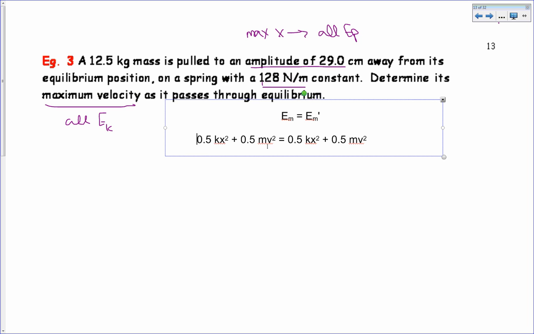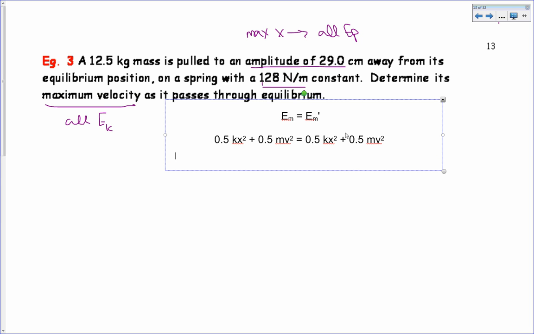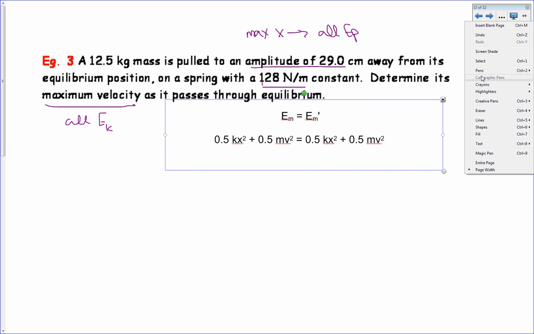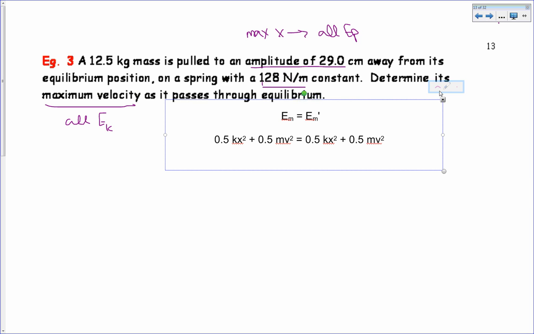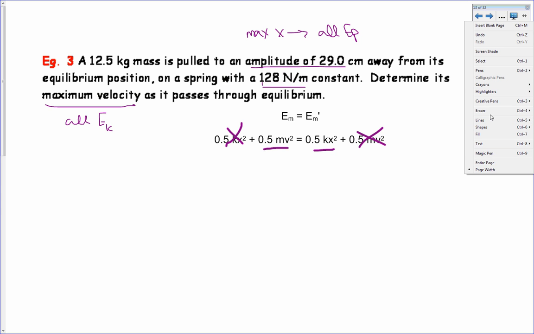And, you know, part of me wants the equal signs to line up. And then what we can do is we don't need to have everything, we just need a maximum potential on one side, a maximum kinetic on the other, and it doesn't matter which one. And since I'm solving for velocity, I'll leave my velocity on the left-hand side and my amplitude on the right-hand side.